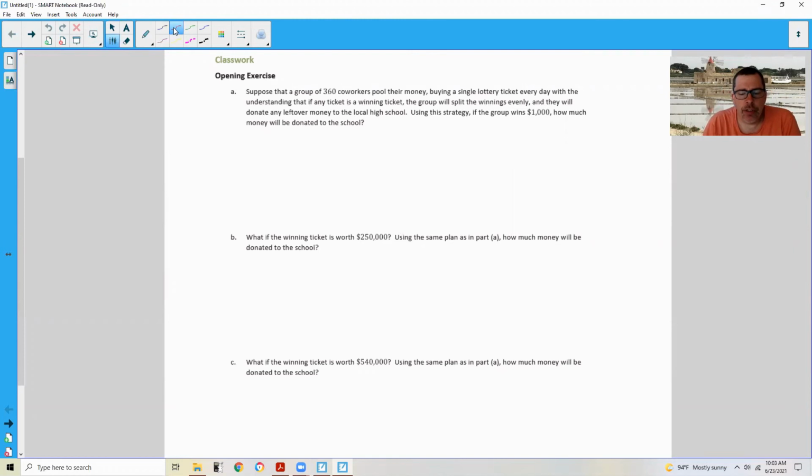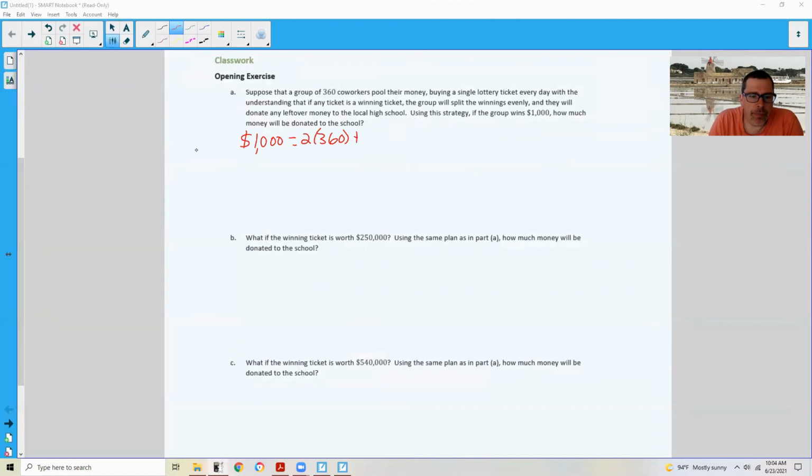Okay, so in this scenario, you could look at it two different ways. You could narrow it down to pennies or even dollars. I will do both. So using this strategy, if the group wins $1,000, how much money will be donated to the school? So the first thing I would say is, if I have $1,000 of winnings, and there are 360 people who invested money for these tickets, then 360 will only go into 1,000 twice. 3 times is too much. So 2 times 360 plus some amount.